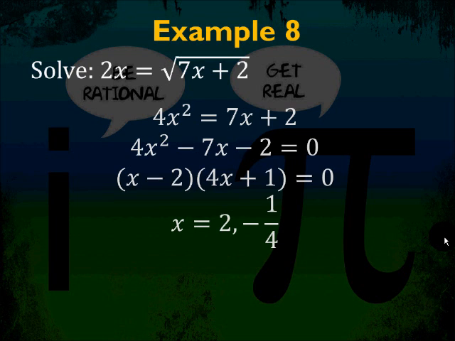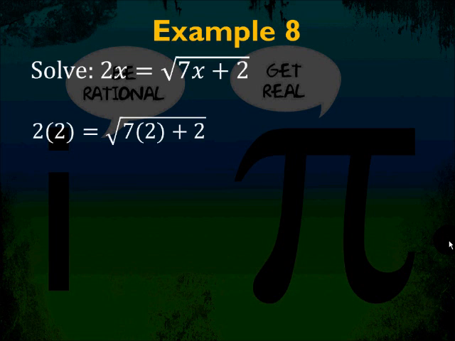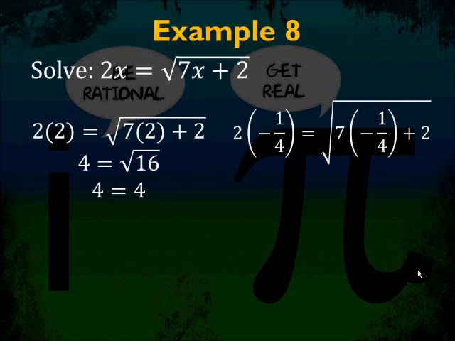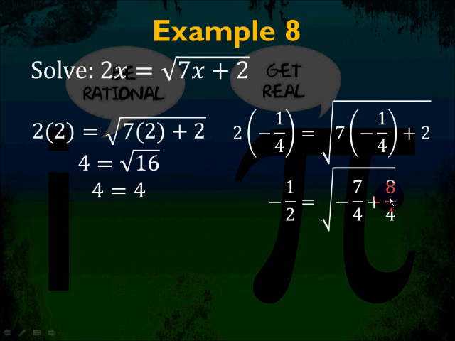Now let's go ahead and check our answers. Let's plug in 2 to see if it works in the original equation. So we have 4 equals radical 16. That is true. So we could keep the 2 as part of the answer. Now let's check the negative 1/4. So on the left side we have a negative 1/2. Let's plug this in here. We have the square root of negative 7/4 plus 8/4, which is 1/4. The square root of 1/4 is positive 1/2. So the negative 1/4 is not part of the solution. The only answer is 2.